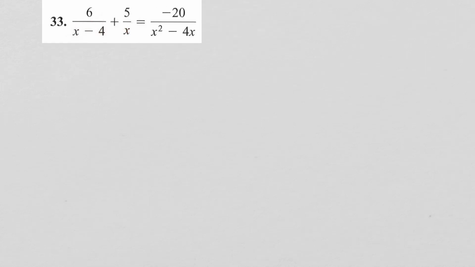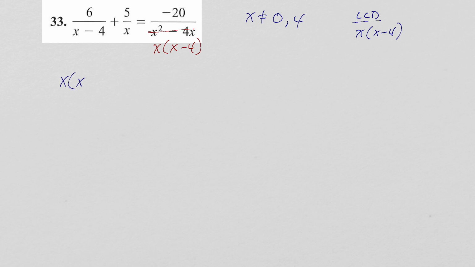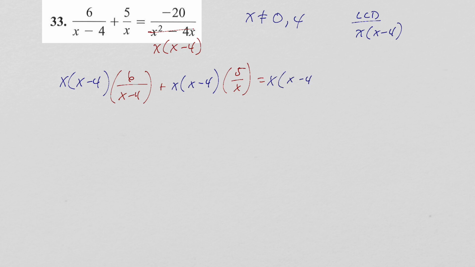Okay, this can't be factored, this can't be factored, but this can, so let's do that. So the LCD is x times x minus 4. And that tells us that x cannot be equal to 0 or positive 4. 0 from this and positive 4 from this. So I'm going to take my LCD and I'll multiply by the first fraction. I'll take the LCD and I'll multiply by the second fraction, and I'll take the LCD and I'll multiply by the third fraction.